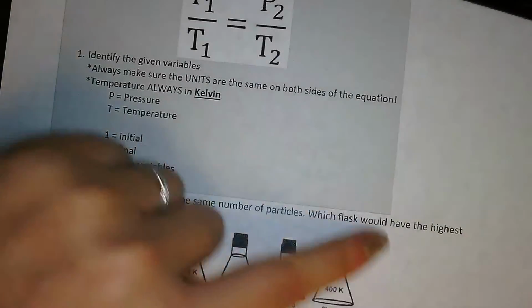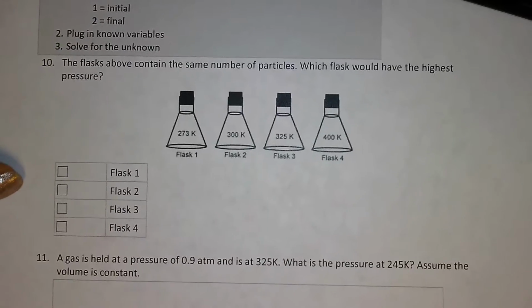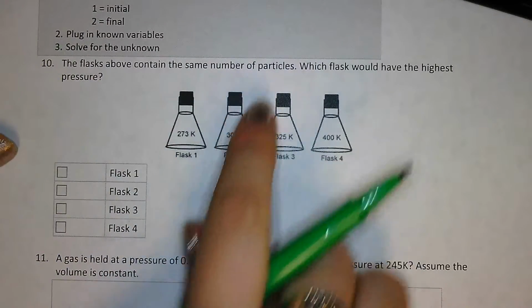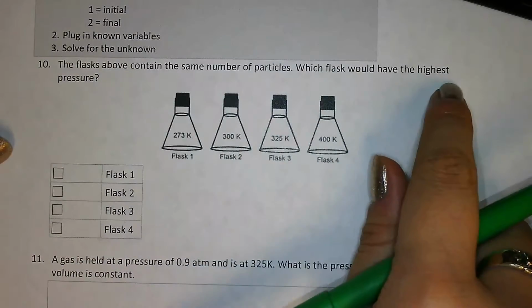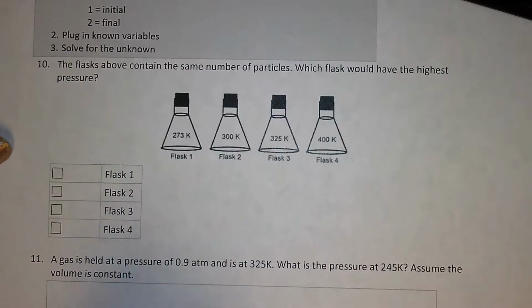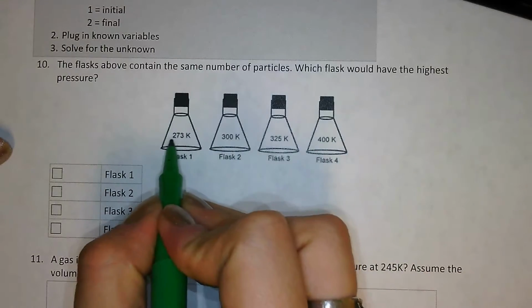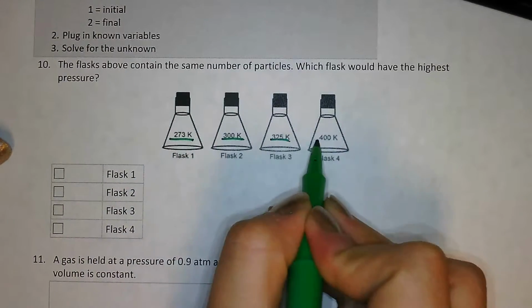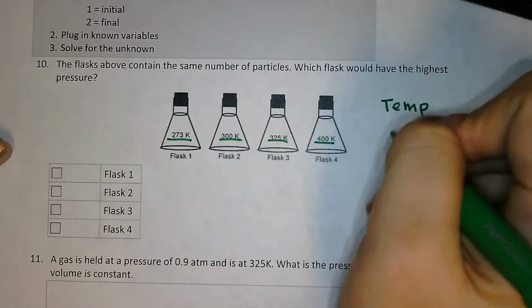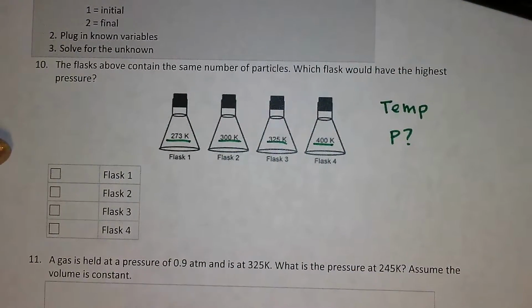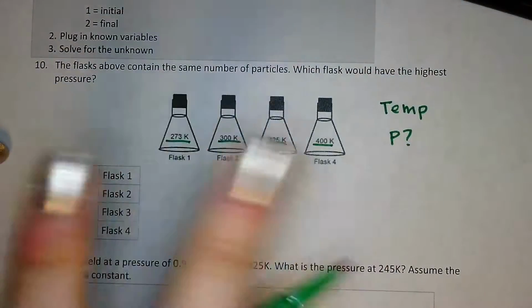Let's start with this one first. The flasks contain the same number of particles. All of these have the same number of particles. Which flask would have the highest pressure? You see that they give you temperature information here. They give you temp. They're asking about pressure. You can go about this two ways.